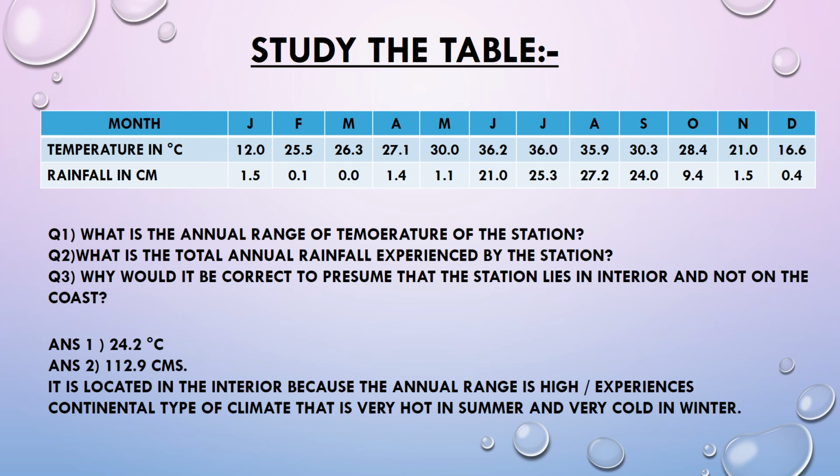112.9 centimeters. Third, why would it be correct to presume that the station lies in the interior and not on the coast? Answer is it is located in the interior because the annual range of temperature is high. It experiences a continental type of climate, that is very hot in summer and very cold in winter.